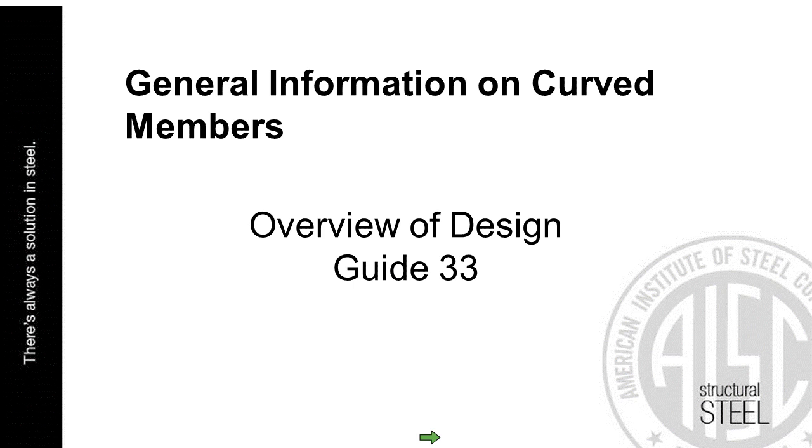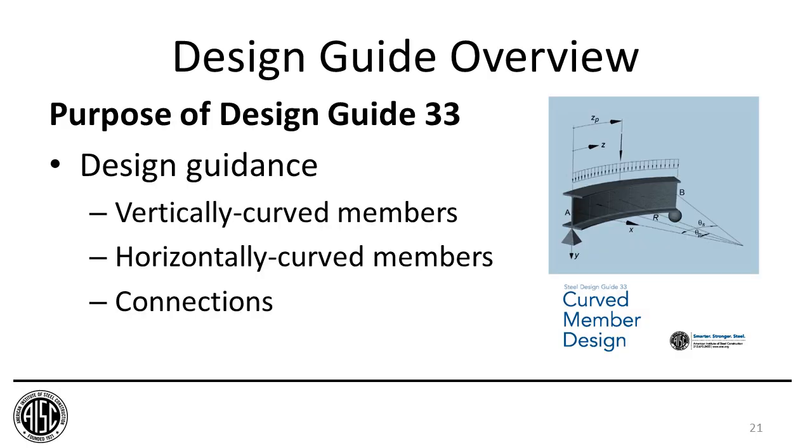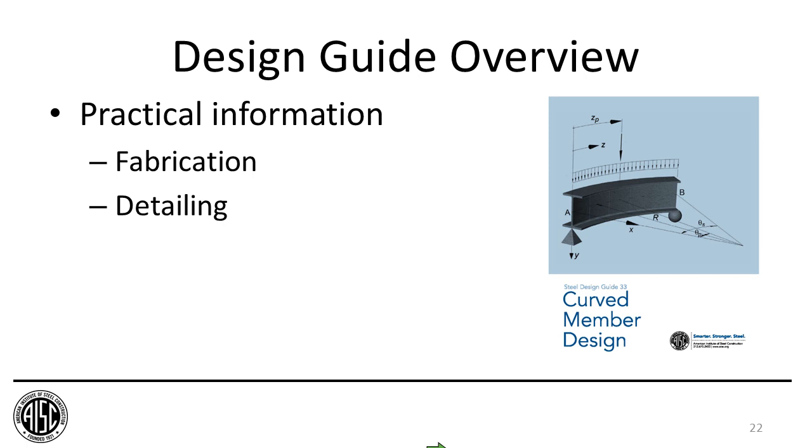All right, so let's get rolling here. This is a brief overview of Design Guide 33 that's going to be available soon. One thing about the design guide, obviously it's called a design guide, so it's going to have your design guidance in there. And since we've broken these into vertically and horizontally curved members, we've got a separate chapter for each of those. So that's going to be where most of your design equations are. And then it's going to give you some nice information on connections and even some examples on the vertically and horizontally curved members and the connections.